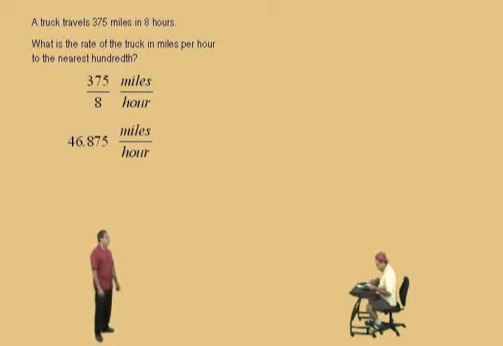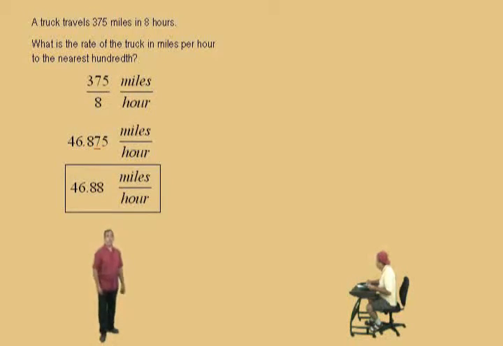46.875. Very nice there. And now we're asked to round to the nearest hundredth. Which digit is in the hundredths place, Charlie? 7. That's right. Now, we look at the next digit, which is a 5. And because, remember, 5 or greater means you're going to round up. And so our answer is 46.88 miles per hour. That means we're going 46.88 miles per 1 hour. That's what it means. All right.